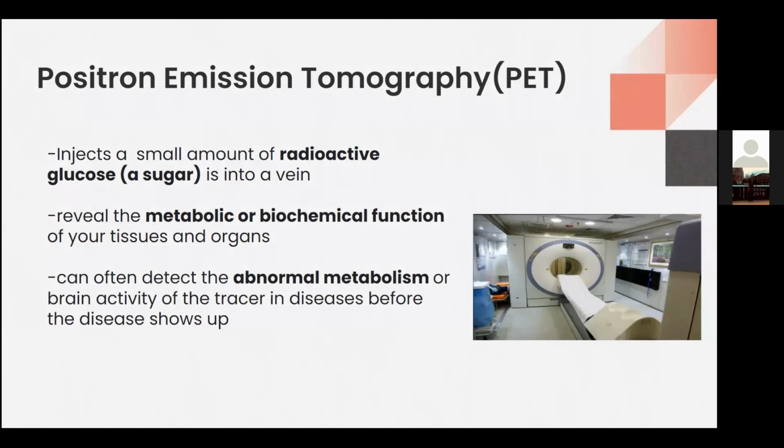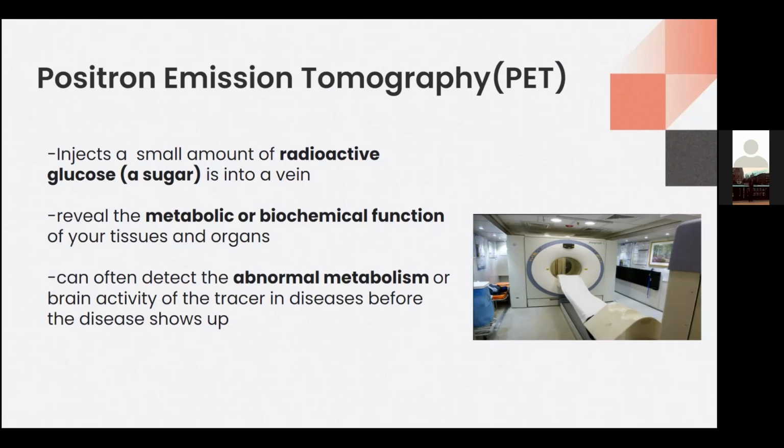Another way we detect changes in Alzheimer's disease is using a PET scan. How people use a PET scan is that they inject a small amount of sugar into a vein, and this sugar will reveal the metabolic function of tissues and organs. Where there is more brain activity, the sugar will also be consumed the most.